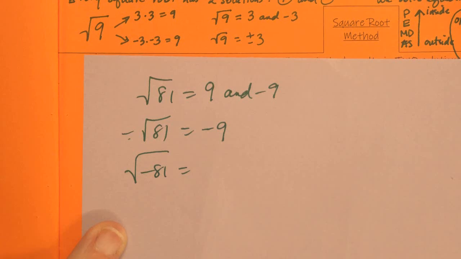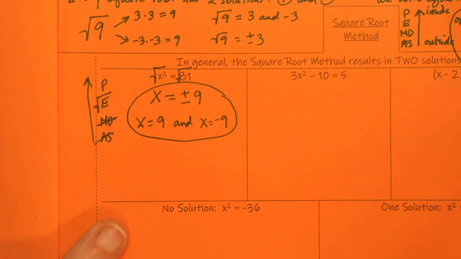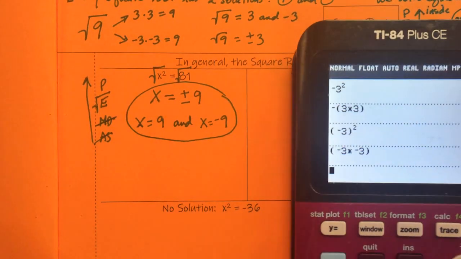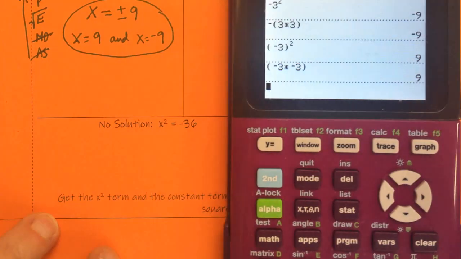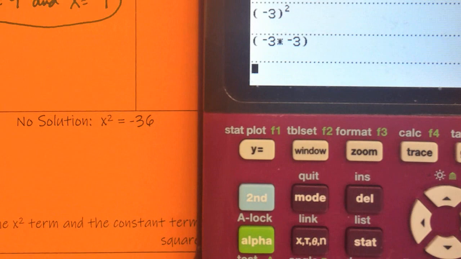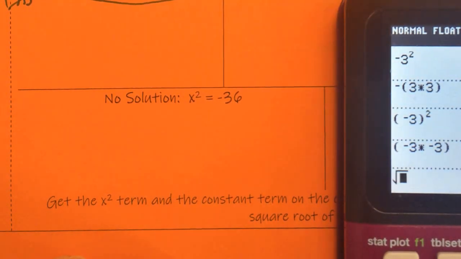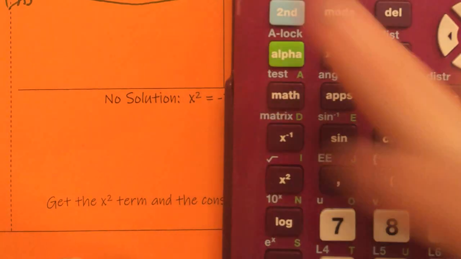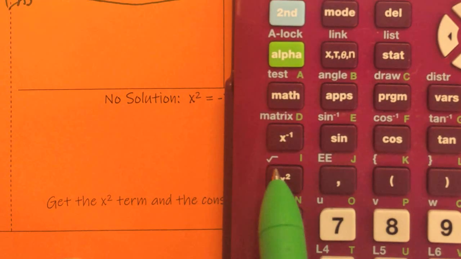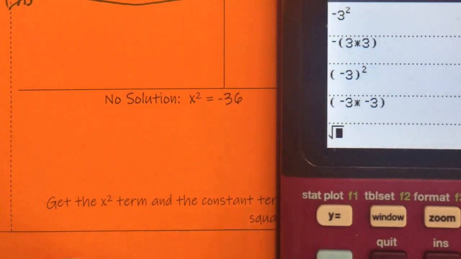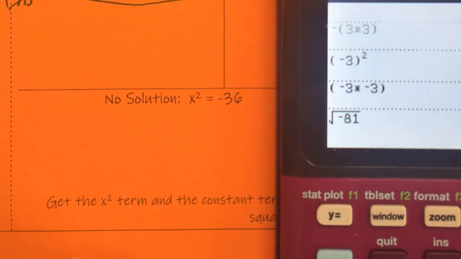You can't solve it. Your calculator can't solve it. So let's put it in your calculator and let's see what it does. We're gonna jump down to this problem right down here. X squared equals negative 36. Y'all, does everybody know how to put the square root in? You do second and then the x squared button because the square root sign is above it. And then we put negative 81 inside.